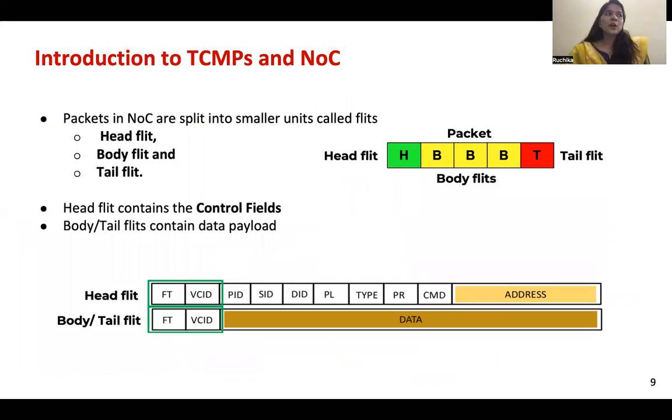Now let's talk about the format in which packets actually flow across the NoC. In the NoC, the packet is split into smaller units called flow control units, or flits. There can be three types of flits: head flit, body flit, and tail flit. The head flit consists of all the control field information required to travel from source to destination, while body and tail flits contain the data payload.